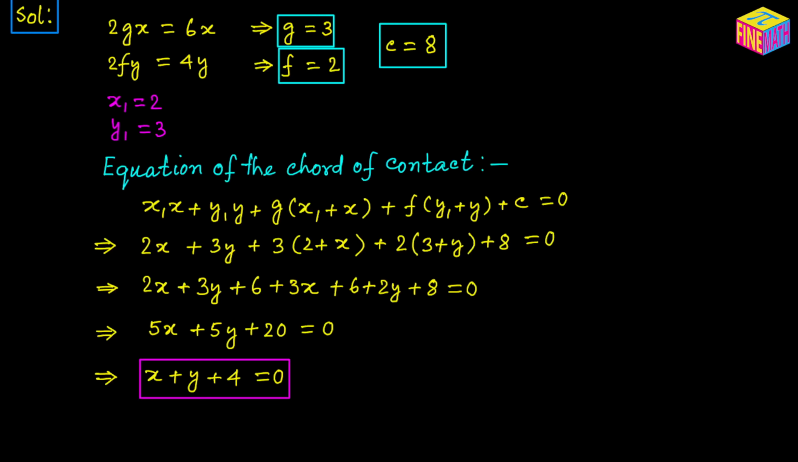So this is the equation of the chord of contact for the pair of tangents drawn from the given point P onto the given circle. I hope everything made sense.